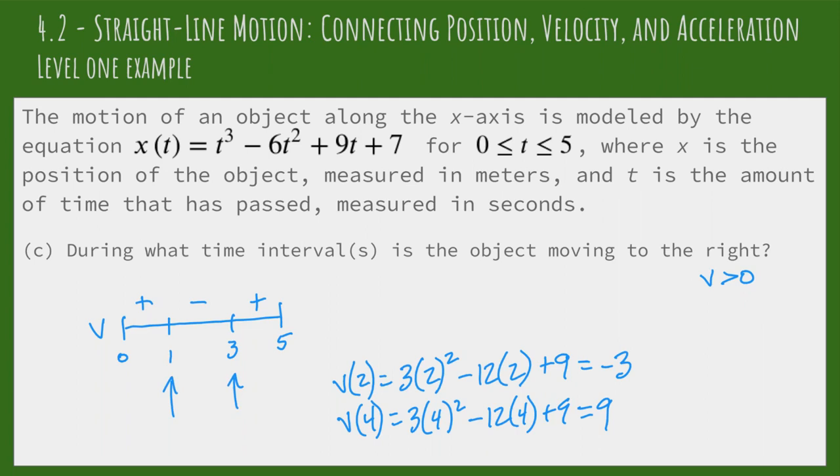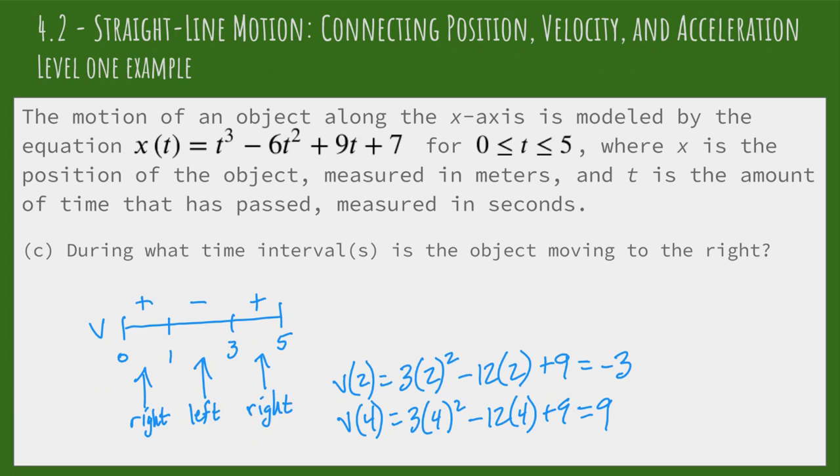So based on that, the velocity is positive between t equals 0 and t equals 1, which means that when the velocity is positive, it's moving to the right. When the velocity is negative, it's going to be moving to the left. And when the velocity is positive, it's moving back to the right.